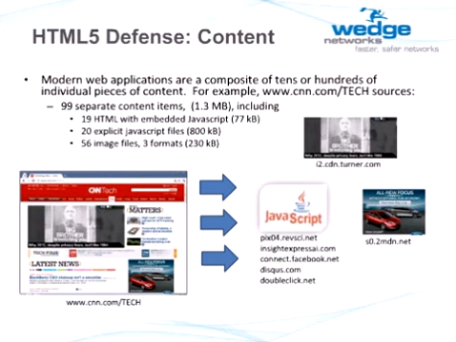So this is CNN.com, to give you an idea of what a composite or a mosaic of content is. It comes back with every hit of a web application. In this case, CNN.com/tech returned 99 separate content items for a total of 1.3 megabytes. 19 of those were HTML with embedded JavaScript. That was 77 kilobytes. There were 20 explicit JavaScript files. This is just JavaScript. 800 kilobytes of code was downloaded on something as simple as CNN.com/tech. In addition to that, there are 56 image files, in 3 different formats.